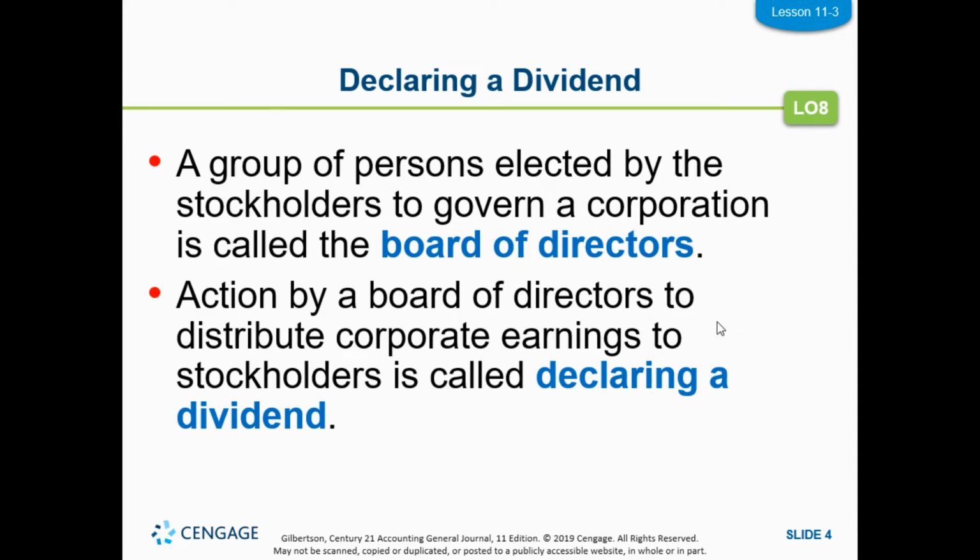Now, understand too that dividends are not expenses. Dividends, just like the drawing account, are a reduction of our capital balances. It's a debit balance or debit transaction, a reduction of capital. It's not an expense. It's an opposite of capital. It's like pulling money out for our shareholders. All righty, there we go with declaring a dividend.